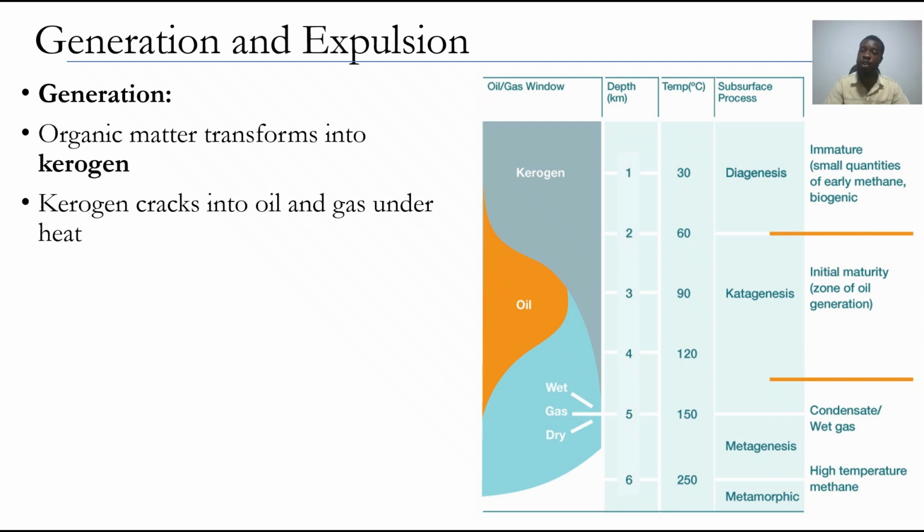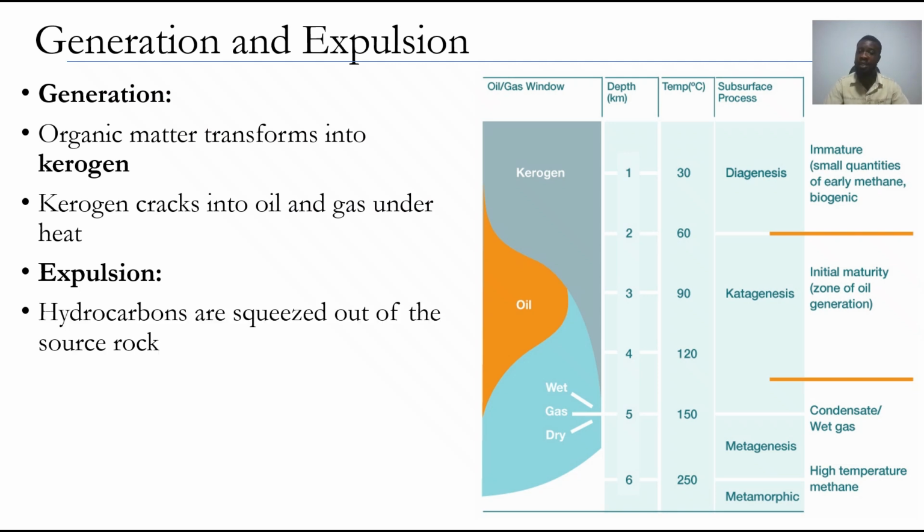That is an insoluble substance. Now, when you keep increasing the temperature, kerosene changes into what we call oil. And when you keep increasing the temperature, it changes to what we call gas, ending up forming the oil and gas that we know. Now, this happens in a source rock. And like we said, source rocks are very impermeable.